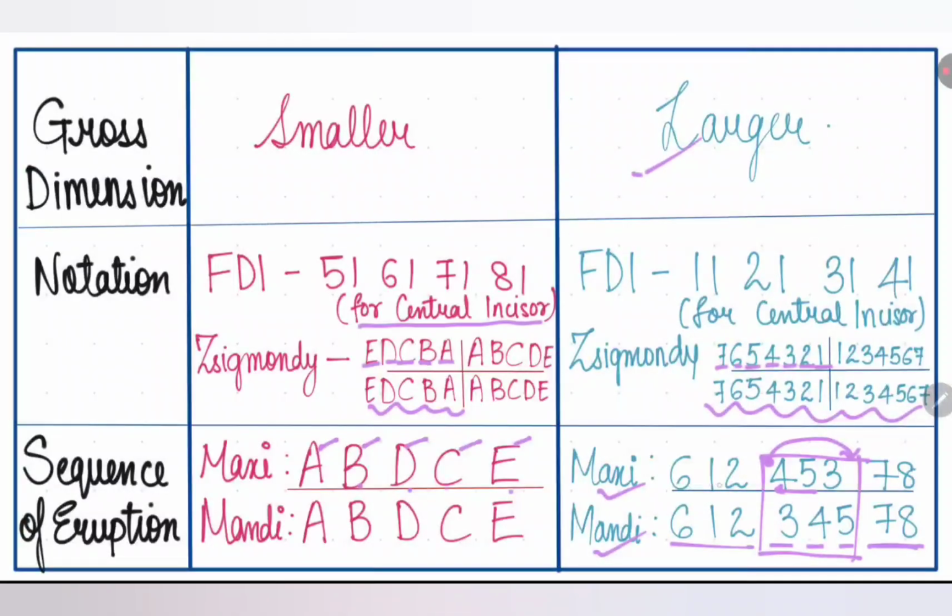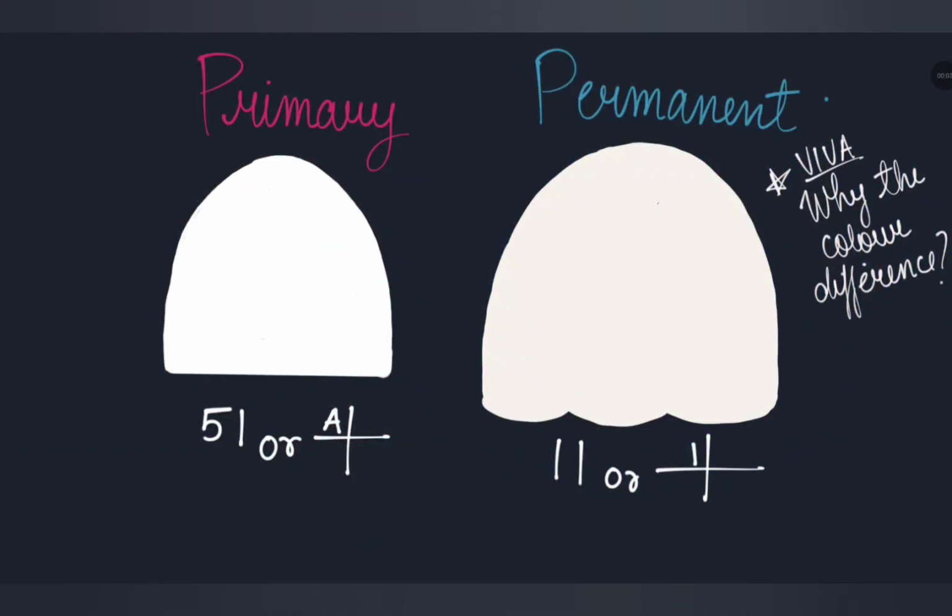So we have 6, 1, 2, 4, 5, 3, 7, 8. I hope you understand. So let's see the diagrammatic representation for general features. As we know, we saw 6 features. The first one was synonyms. So the primary teeth are also known as deciduous, milk teeth, shedding teeth.